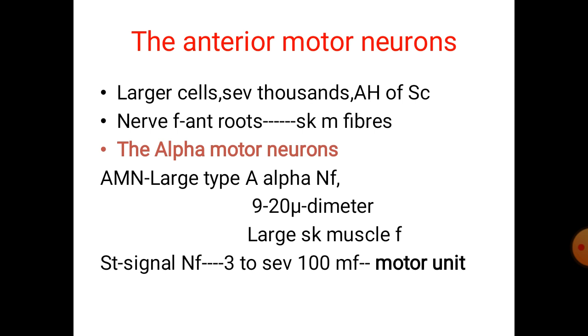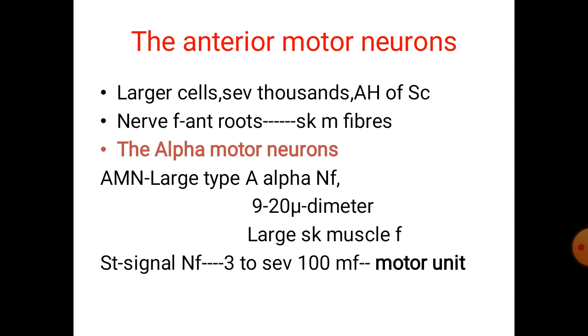The alpha motor neurons are large type A alpha cells, and they have large nerve fibers. The nerve fibers are 9 to 20 micron in diameter, and they supply the larger skeletal muscles. In each motor unit, a single nerve cell can supply 3 to several hundred muscle fibers.